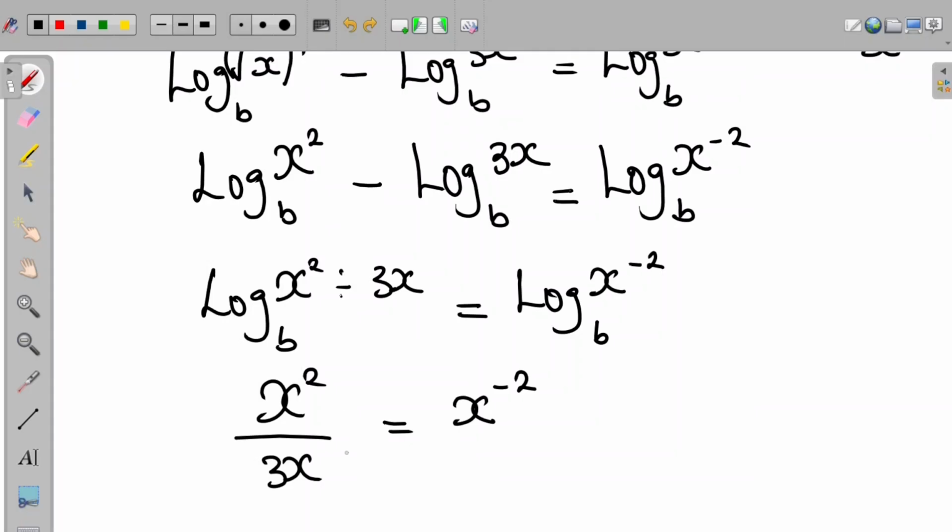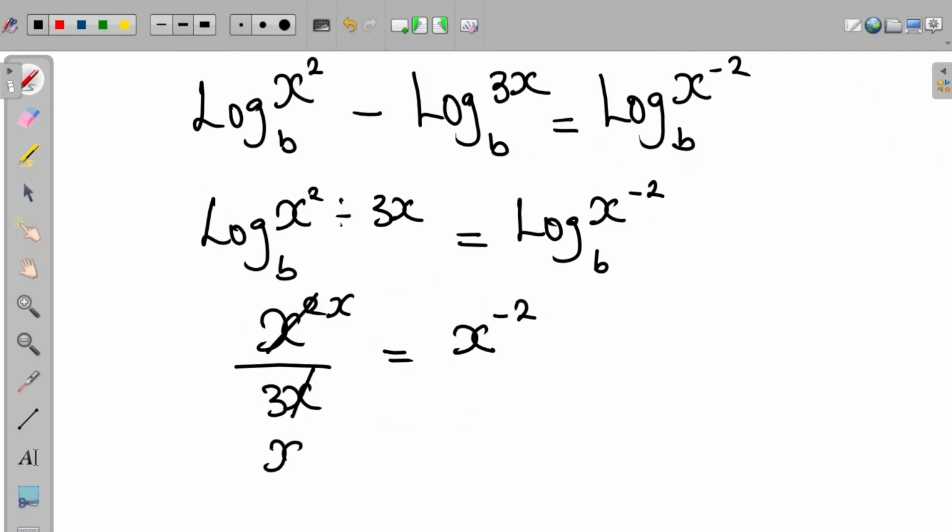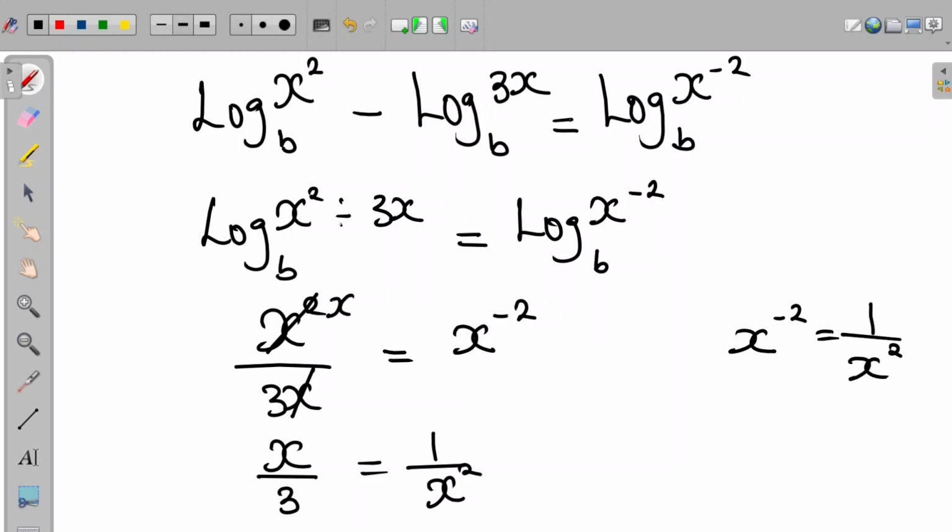So from here, we can have it that the 3 cancels out itself here, and x squared cancelled by x will remain x. The equation becomes x divided by 3 equal to 1 divided by x squared. Because recall that x raised to the power of negative 2 is equal to 1 divided by x squared.